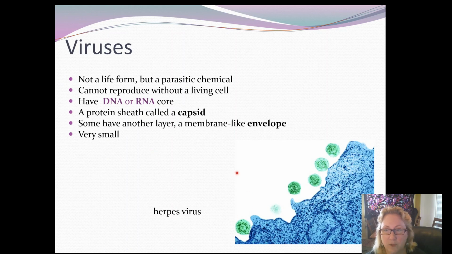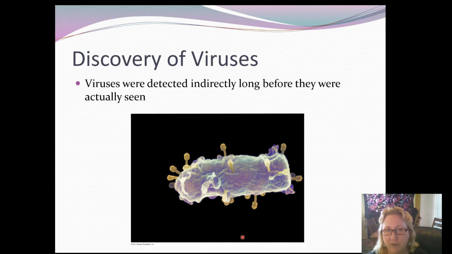This is a nice electron micrograph of some herpes virus in comparison to the size of a human cell. So we can only see a tiny corner of this human cell with these tiny little viruses surrounding it. Viruses were discovered indirectly without being seen. They were discovered by their ability to transmit infection, but being smaller than the smallest cells, they could pass through filters that could filter out bacteria.